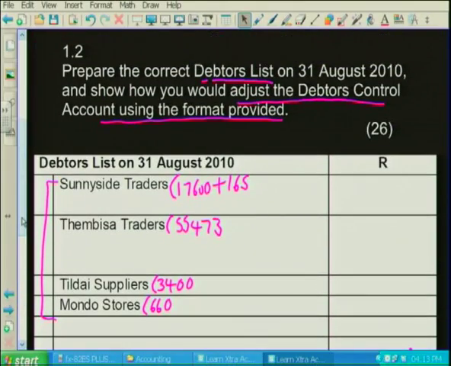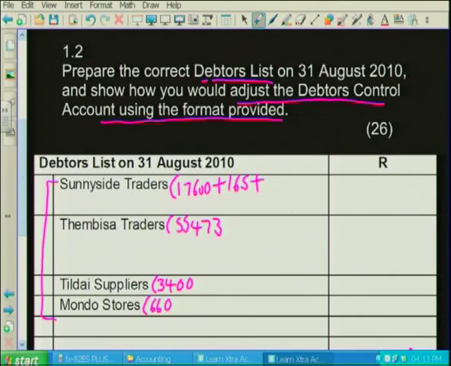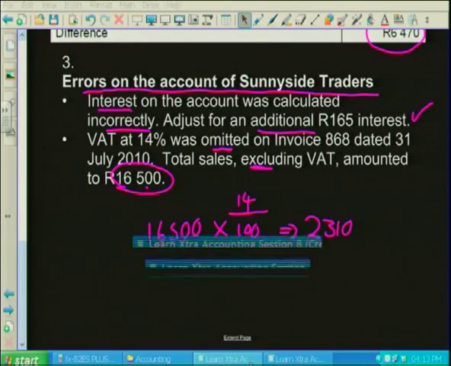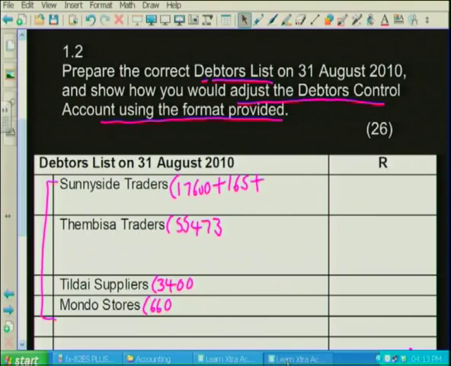Okay, so Sunnyside traders, remember you left out the VAT, you now need to include the VAT. So again, what's going to happen to their balance, the balance that they're owing us? If we're going to add on VAT, that balance has to increase. Absolutely correct. So let's add on the VAT amount. What was it again? It was an amount of 2,310. Okay, so we're adding on 2,310. Right, let's now look at what's going to happen to the debtor's control account, because remember the VAT was left out, so it's going to affect the control account as well.